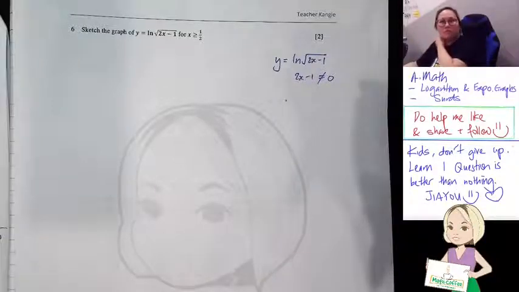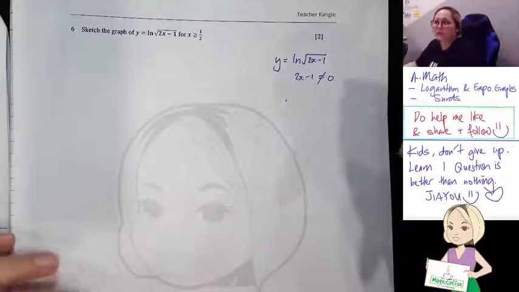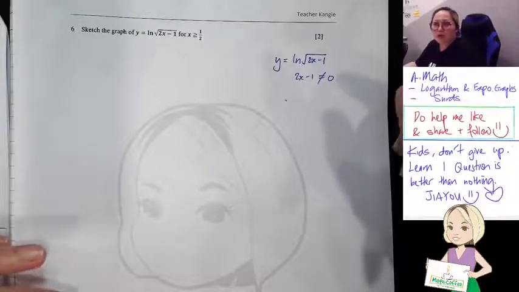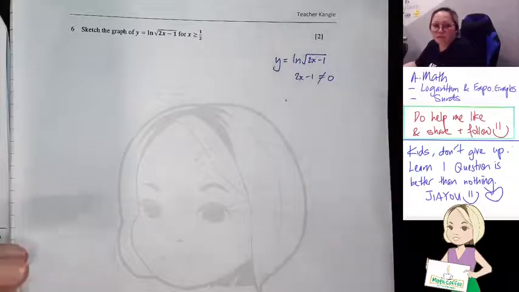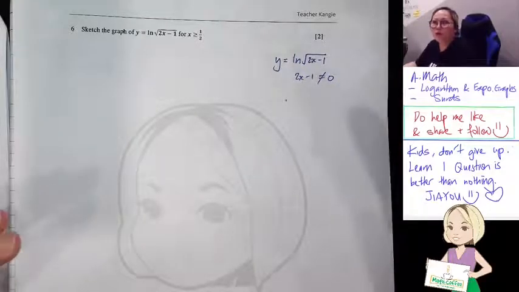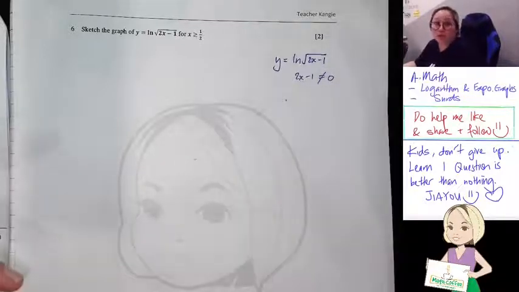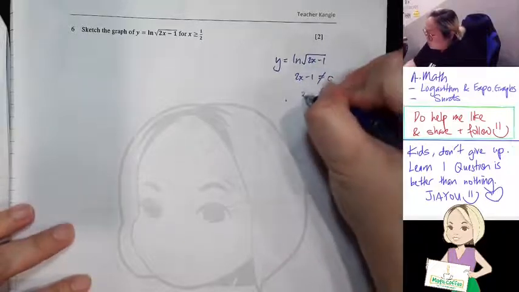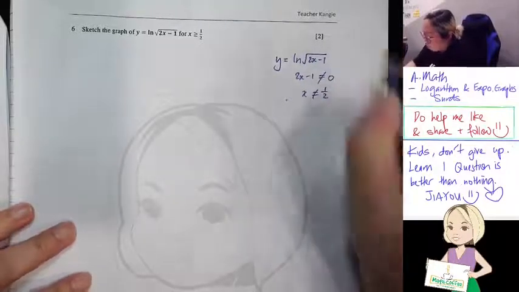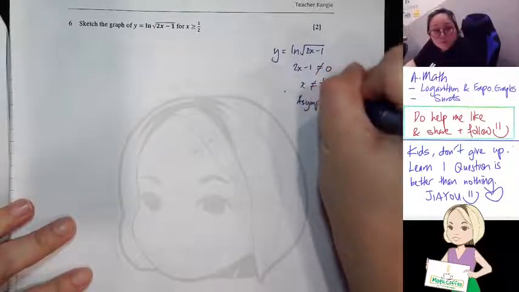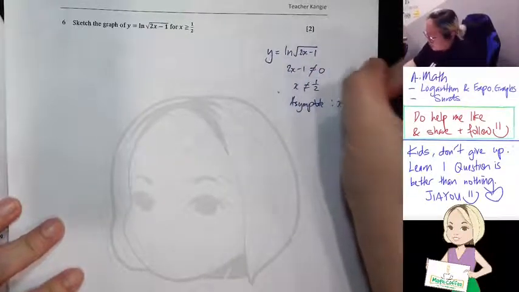The only tough part is that graphs have different shapes, you see. Unless you're very good at memorizing all the different shapes, for me it is always plotting a table of points. Then you know how to plot the graph. After that, you know that x cannot be half. So therefore my asymptote will be x equals half.